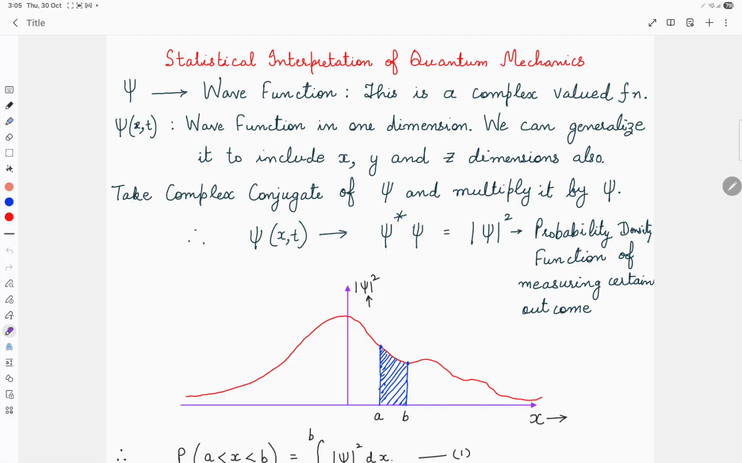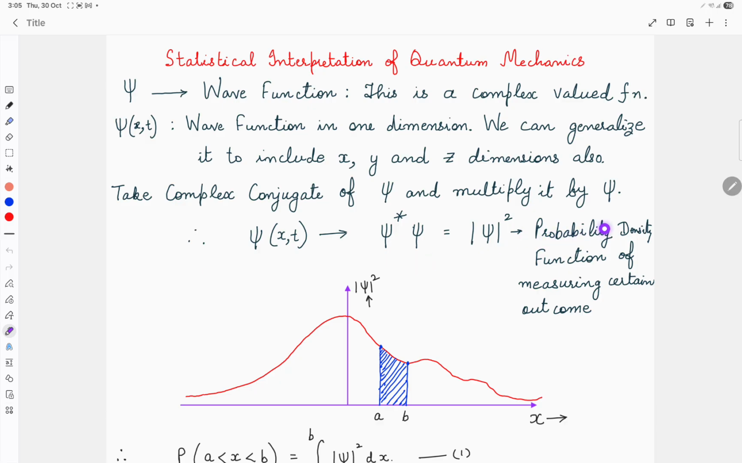Now, when we are trying to do measurements in a quantum system, we know that we cannot know the measurement outcome in certain terms, but we will only be able to know the probability that this measurement outcome will come with this much probability. Now, from where will this probability come? The square magnitude of this wave function will give us the probability associated with a particular measurement outcome.